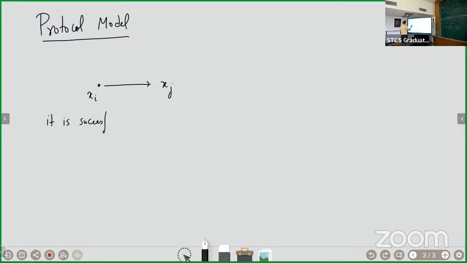So this is the SINR model. This is another model called the protocol model. They're all connected to each other. So suppose xi is transmitted to xj. It is successful as long as there is no other transmitter. So around this, this is the receiver.